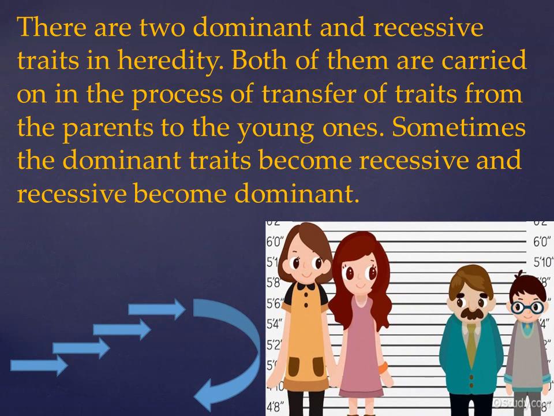There are two kinds of traits in heredity, dominant and recessive. Both of them are carried on in the process of transfer of traits from the parents to the young ones. Sometimes the dominant traits become recessive and recessive become dominant. That is why even after several generations, the traits of some ancestor are passed on to the progeny.